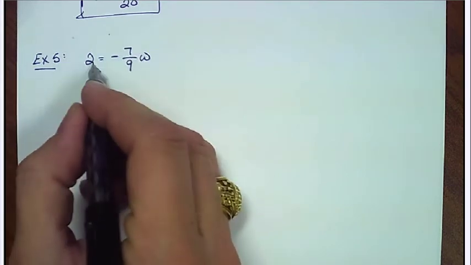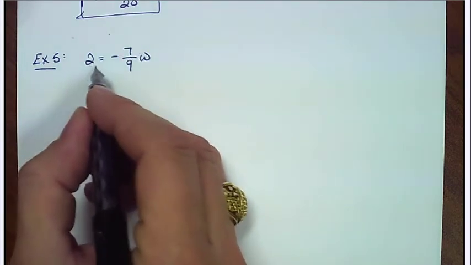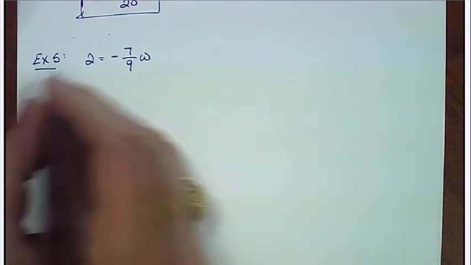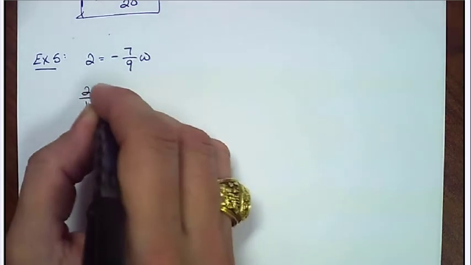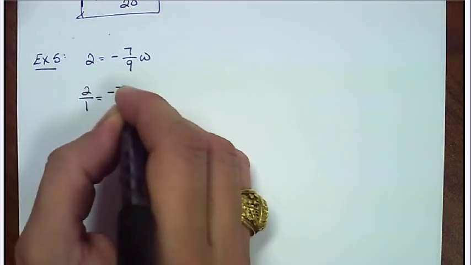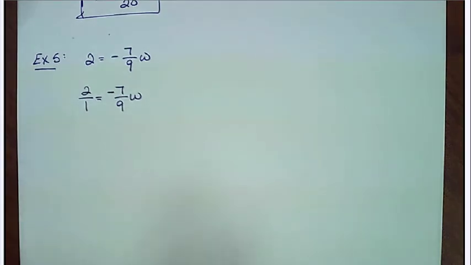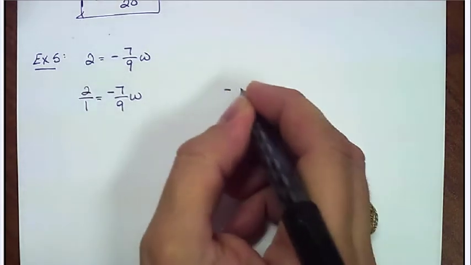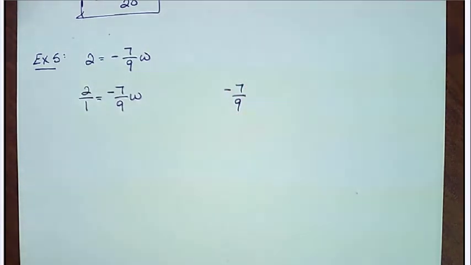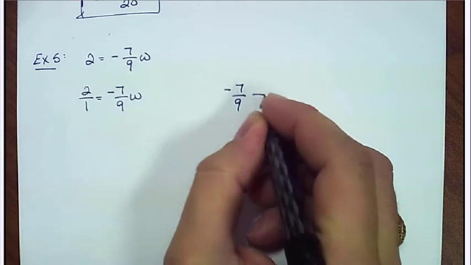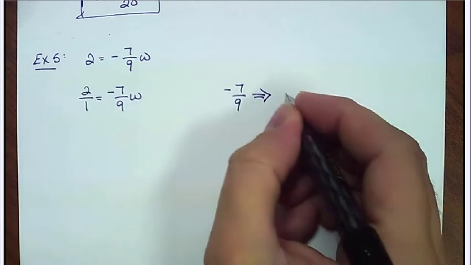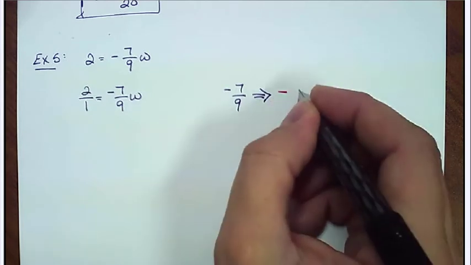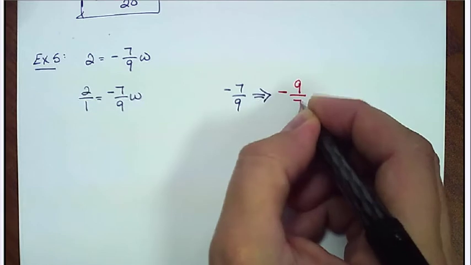Well, I want to make this a fraction too. Again, it makes it easier if everything is a fraction or everything is not a fraction. So I'm going to go ahead and rewrite this as 2 over 1 is equal to negative 7 over 9w. Okay, well, let's talk reciprocals. What is my reciprocal of negative 7 ninths? Well, reciprocal is just a flipped fraction, so the denominator goes to the top and the top goes to the bottom. So my reciprocal is negative 9 over 7.